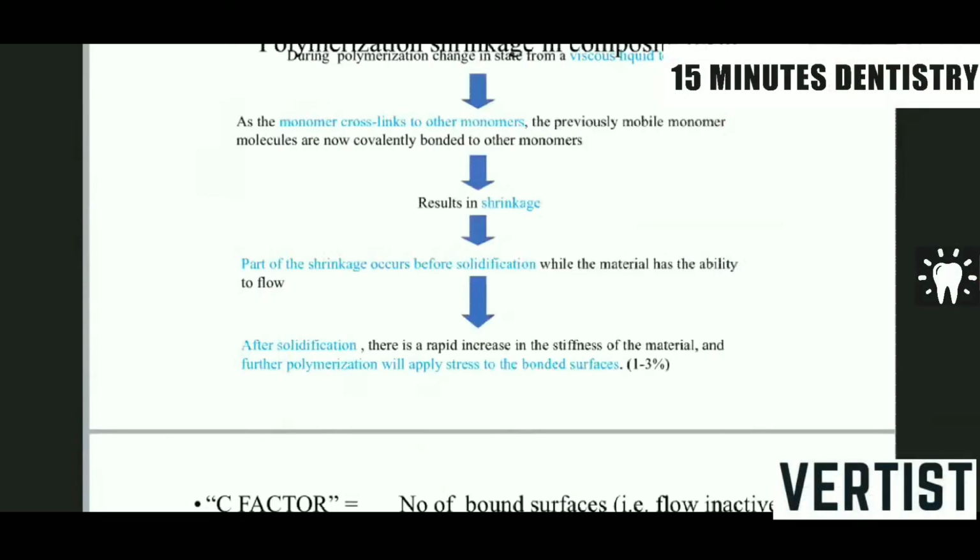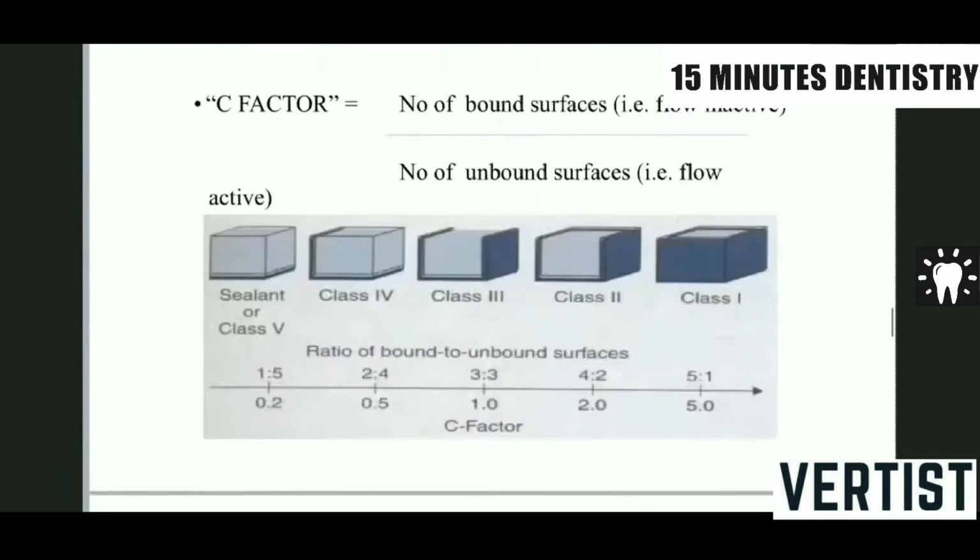It causes shrinkage. It causes pulling at the junction of the bonding agent and the restorative material. If the polymerization shrinkage forces are heavier than the bond strength of the bonding agent, then there might be a bond leakage at the junction. So now to understand this inherent property, there is one more factor, we call it the C factor, that is the number of bonded surfaces divided by the number of unbonded surfaces.